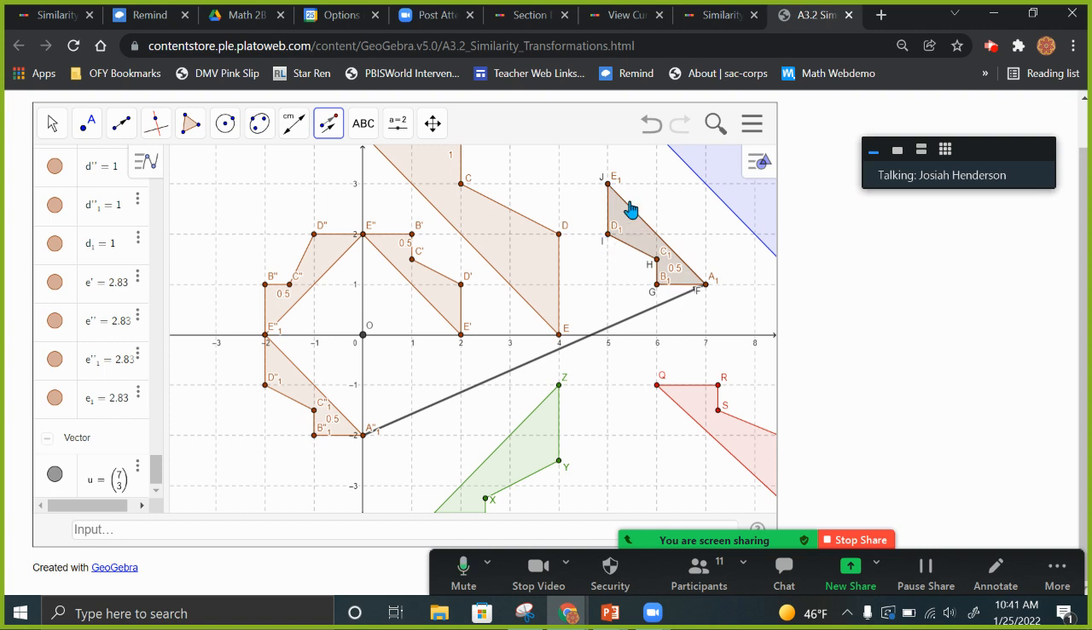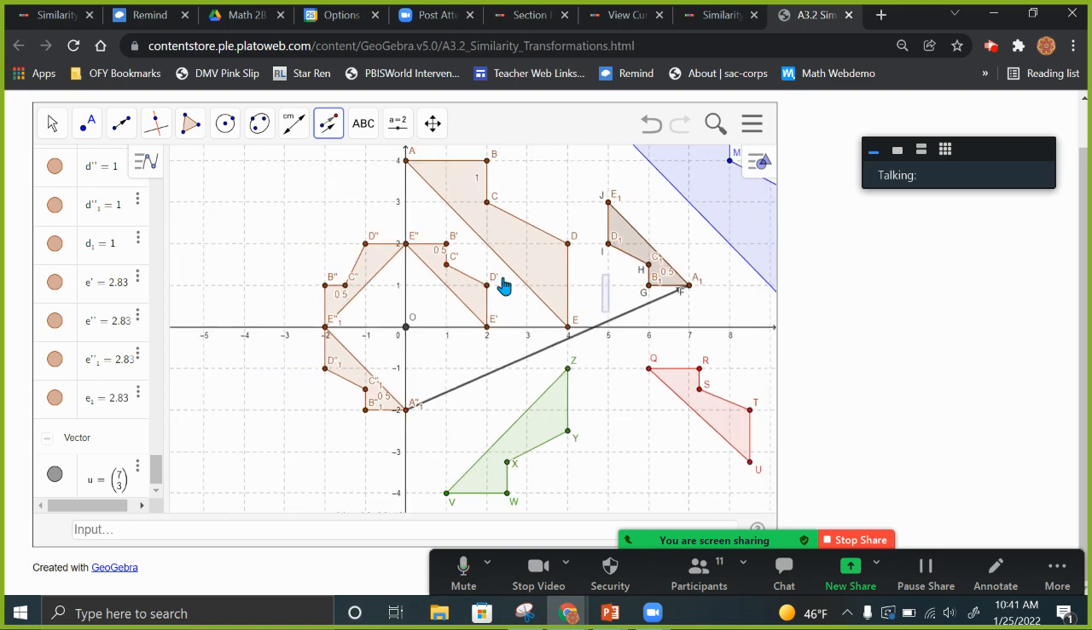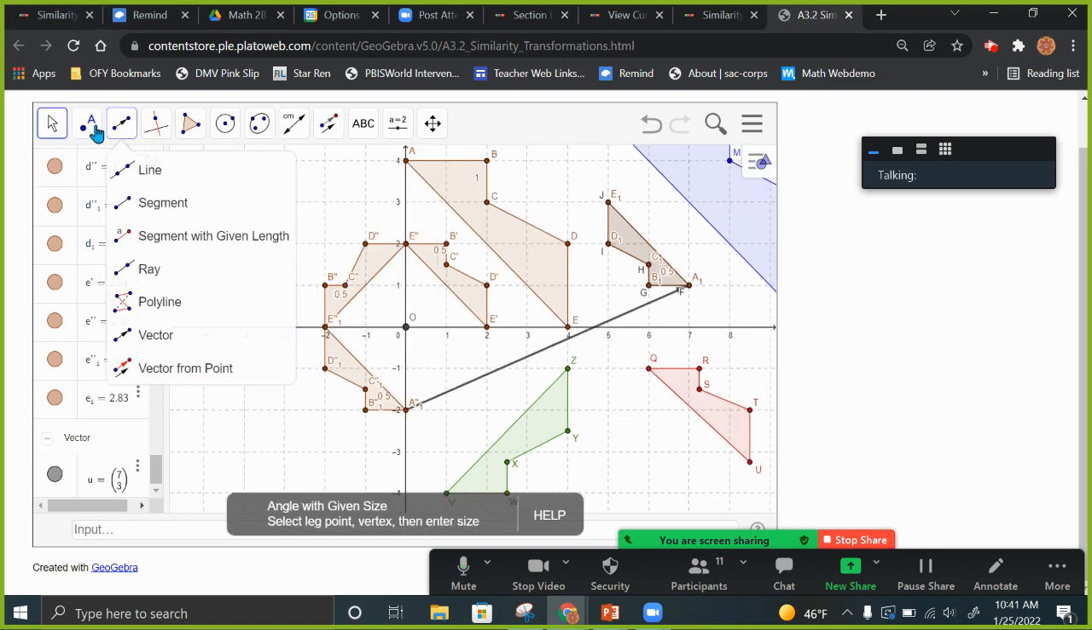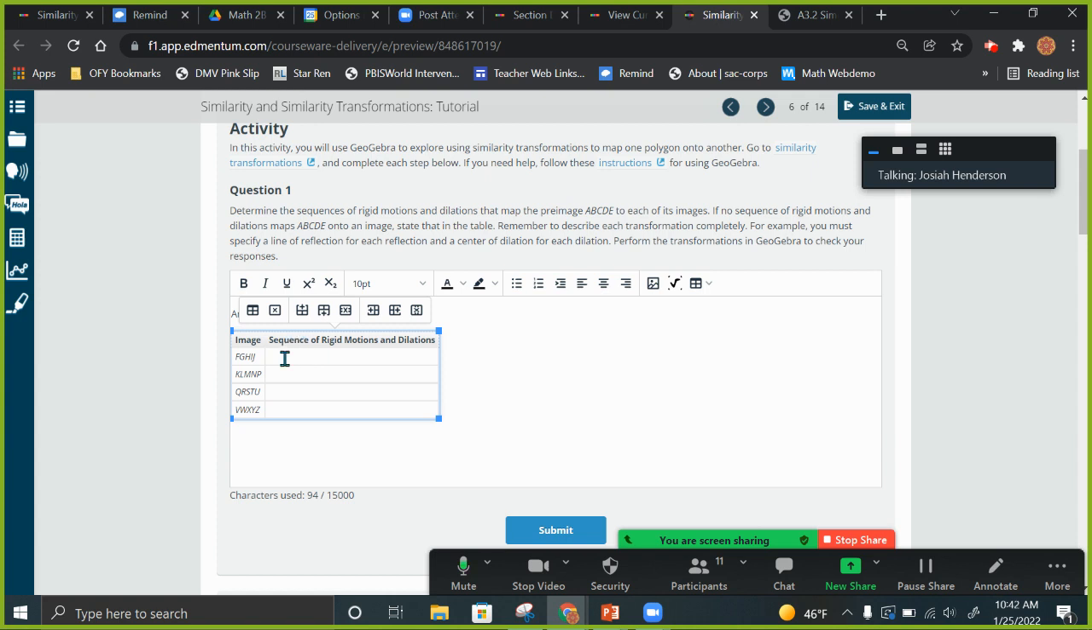So now I've got my starting figure finally transformed and matched up perfectly on top of my ending figure. And we did like 3 different moves. So I'm going to go back to the Edmentum. They want us to write the sequence of rigid motions or dilations. This just means we're going to write out what we did.